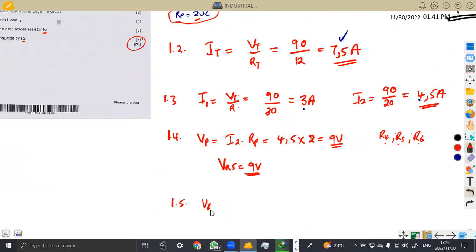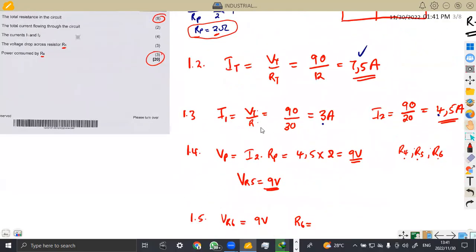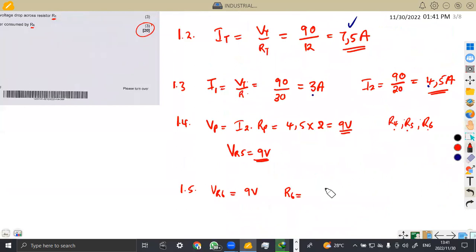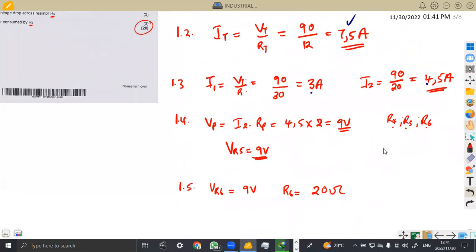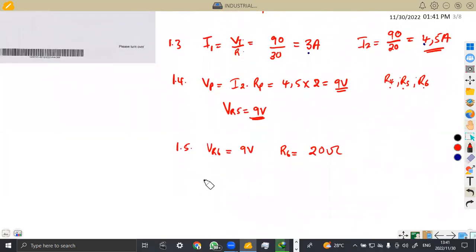So already there is a voltage across resistor R6, which is 9 volts. And we also have the resistance for that R6. Remember, R6 is 20 ohms. So can we not calculate power given voltage and resistance? We can calculate power because we know that power can be given by the formula V squared over R whenever we have got voltage and resistance.